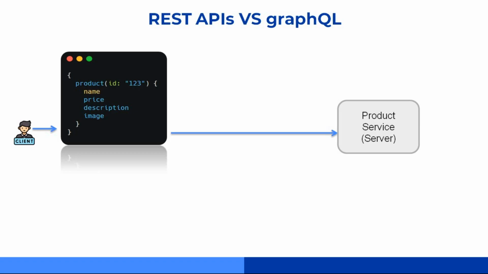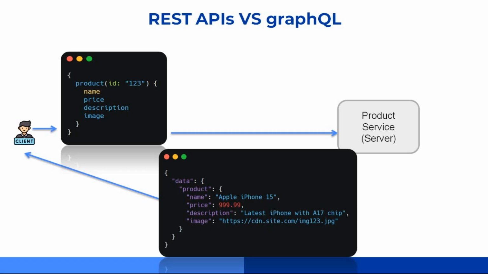For example, the client adds description and image fields in the same query. It now includes everything the client asked for and nothing extra. All from the same endpoint, just by changing or adding fields. Now here is the response from the endpoint. Simple, right? The client is fully in control of what he or she wants to get in the response.